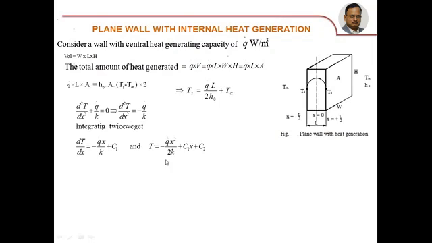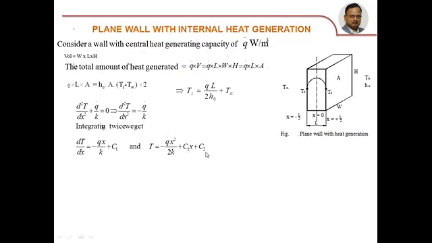This is the temperature distribution equation within the slab. We know that at the heat generation point, the temperature will be maximum inside the slab and it will be minimum at the surfaces because both surfaces are exposed to the environment, and this is a quadratic equation representing a parabola. Therefore, the temperature distribution within a slab with internal heat generation is parabolic in nature, like this.